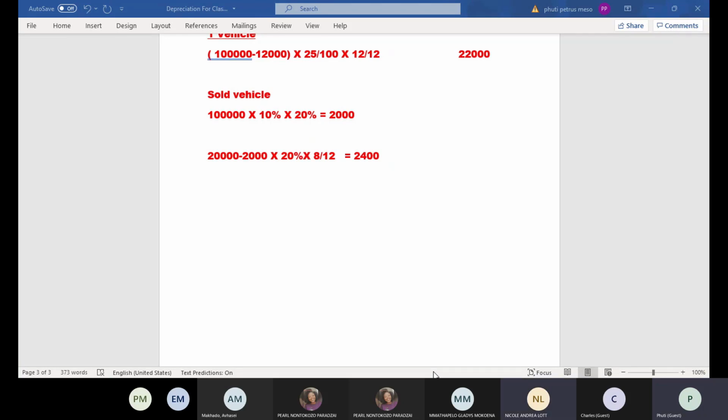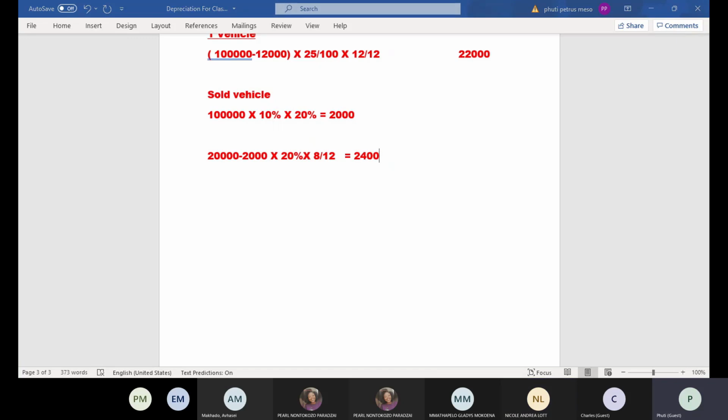Hi, so why do we have 8 over 12? Okay, the reason why we've got 8 over 12 is because we only had an asset from the 1st of January up until the 31st of August. Okay. Make sense? Yeah. Okay, no problem.